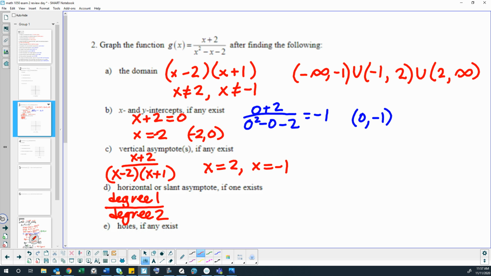How do I tell degree again? That's clear back from chapter 2. That's the highest exponent of each polynomial, right? So when that happens, the horizontal asymptote will be at 0.